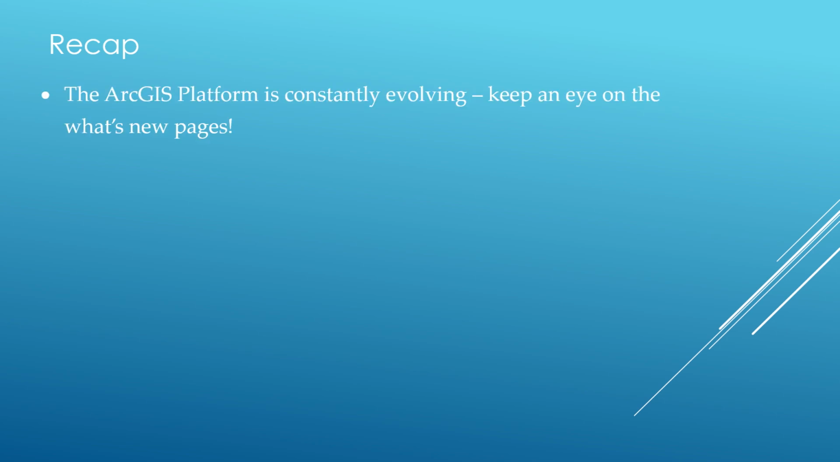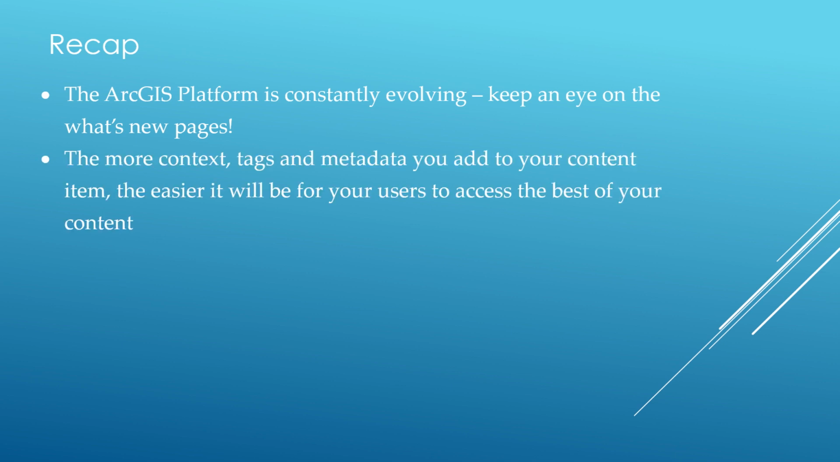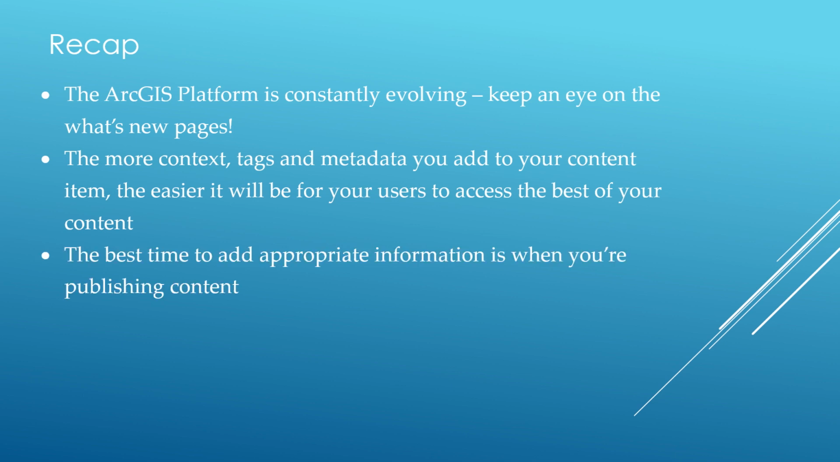So that's really what I wanted to bring you through today: how relatively quick it is to set up a collaboration and how relatively useful. Let's have a quick recap of what we looked at today. We've seen the ArcGIS platform is constantly evolving, so keep an eye on the What's New pages. The more context, tags and metadata you add to your content item, the easier it will be for your users to access the best of your content, and the easier it will be for ArcGIS Enterprise to suggest that to them. The best time to add the appropriate information is when you're publishing content.